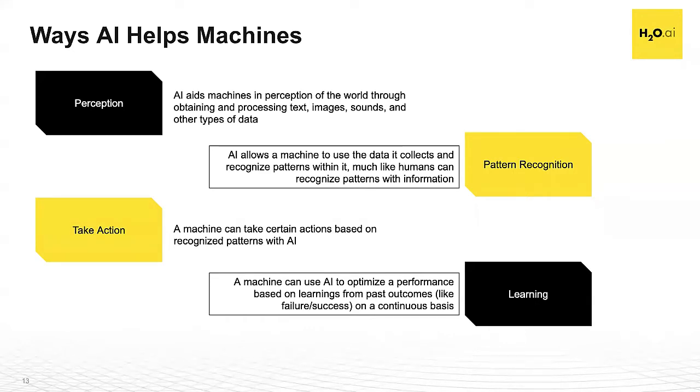So if you've recognized anything, it's that most of the ways in which AI helps machines are in tasks that can be performed by humans, but it's usually faster and there's much more volume involved.